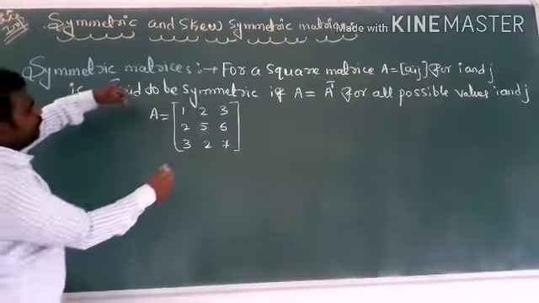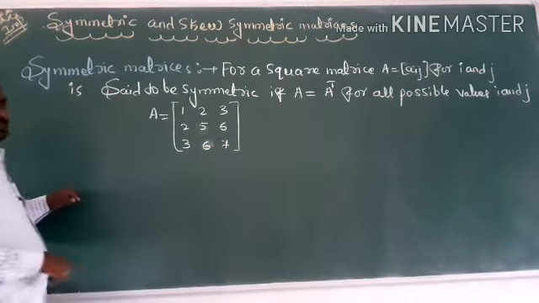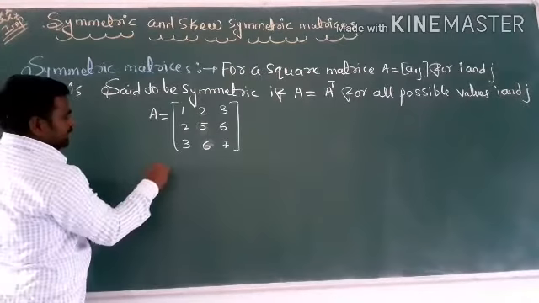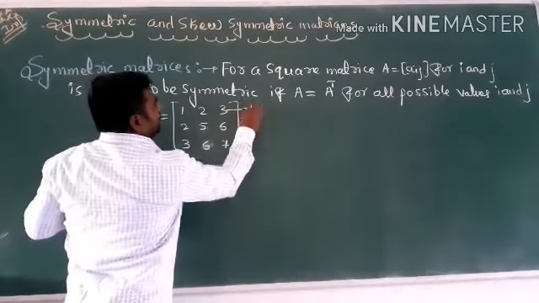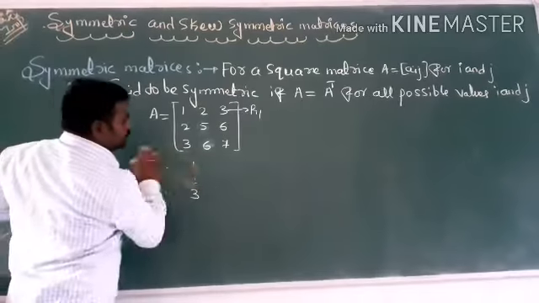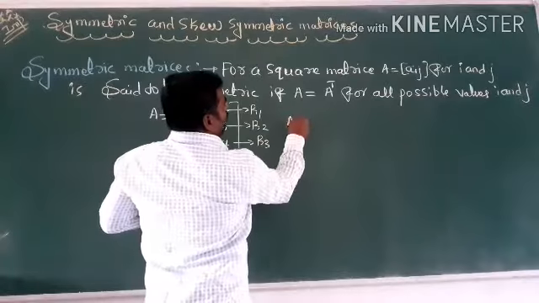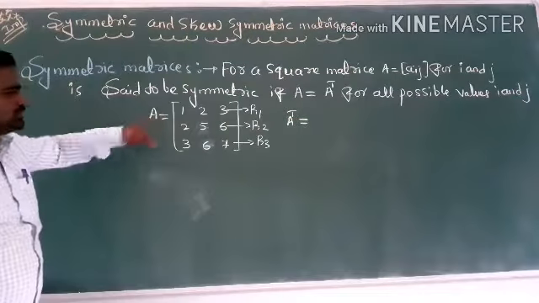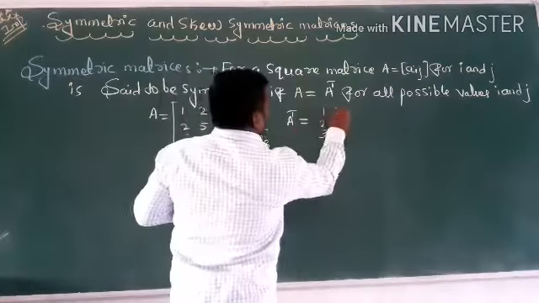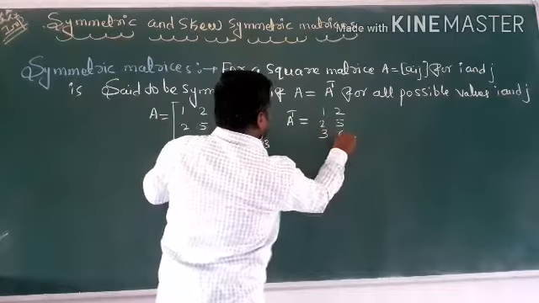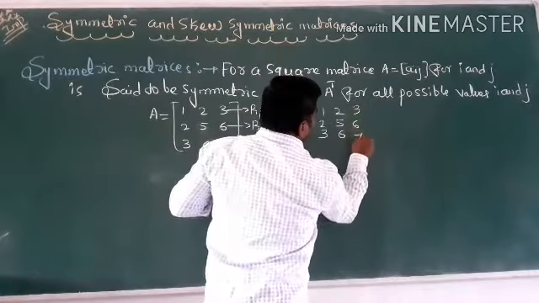I hope you followed this one. Here, shall I take 6? Just check it. A transpose: rows 1, 2, 3. The first row is R1, then R2 and R3. So how to express it? Just imagine: R1 is 1, 2, 3; then 2, 5, 6; then 3, 6, 7.